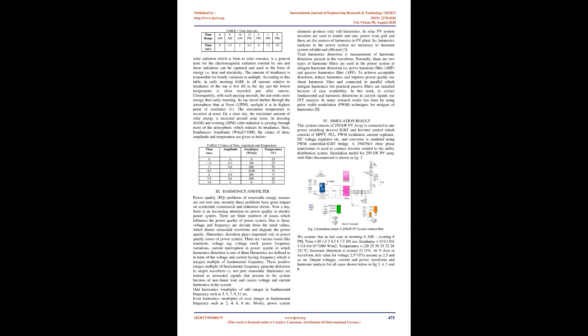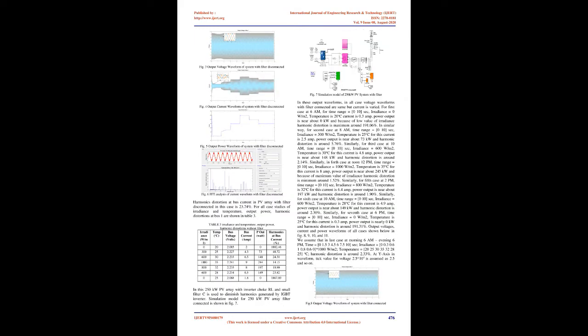Odd harmonics are odd-integer multiples of the fundamental frequency, such as 3, 5, 7, 9, 11, etc. Even harmonics are even-integer multiples of the fundamental frequency, such as 2, 4, 6, 8, etc. Mostly, power system elements produce only odd harmonics. In a solar PV system, inverters are used to deliver power to and take power from the grid, and these are the sources of harmonics in the PV plant. So, harmonic analysis in the power system is necessary to keep the system reliable and efficient.